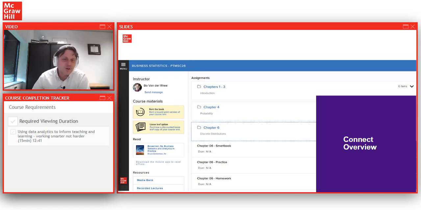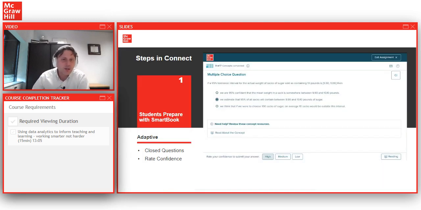So for my statistics course, for each chapter, I always have 3 entries. There's a smart book, which is something they do before the class. There's a practice, which is something we do in class. And there's a homework, which is something we do after class. The practice questions are what you saw on the previous slide, where students were working on a practice question. The smart book they do in the preparation, and the homework they can do afterwards. So that's how I work through that.